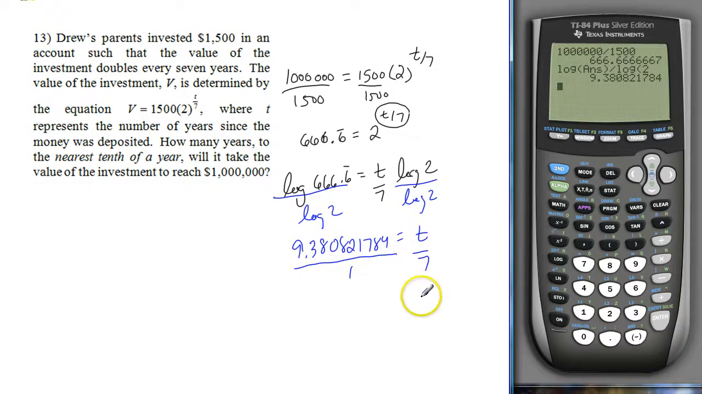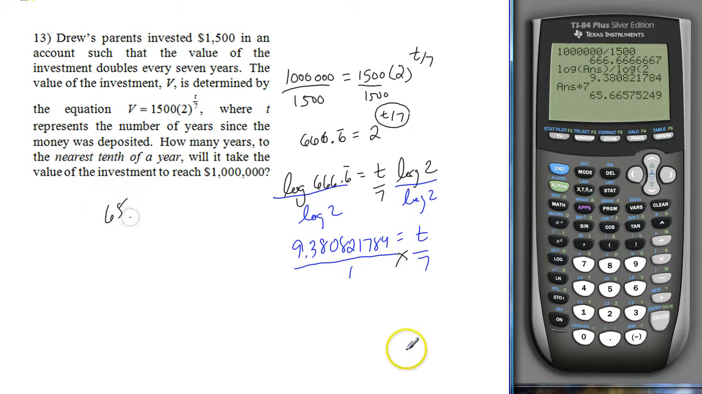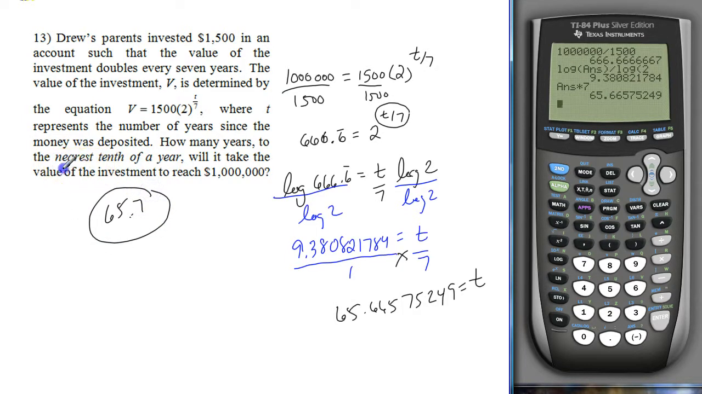And then this is really over 1, so what I can do is just cross multiply. So just multiply this top by 7. So times 7, and I get 65.665752449. Especially on the regents and stuff, you want to show all your work. And then over here, I'm just going to round it: 65.7, because they said 1 decimal, nearest tenth. That's a good question.